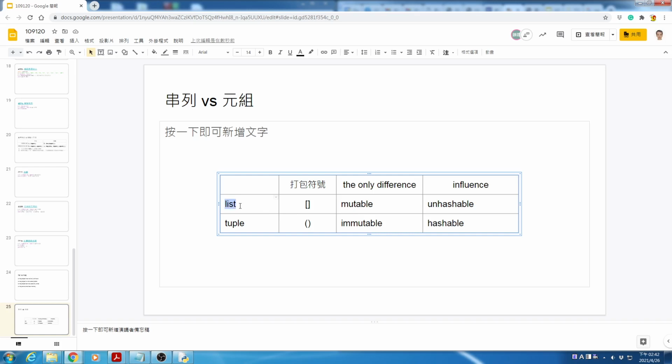But the problem is, what does it mean to be hashable? What does it mean to hash something? And the answer that I'm giving you is that it's not covered in this semester. I'm not going to teach you what does it mean to be hashable. What does it mean by hashing? It's not going to be taught this semester in this course.